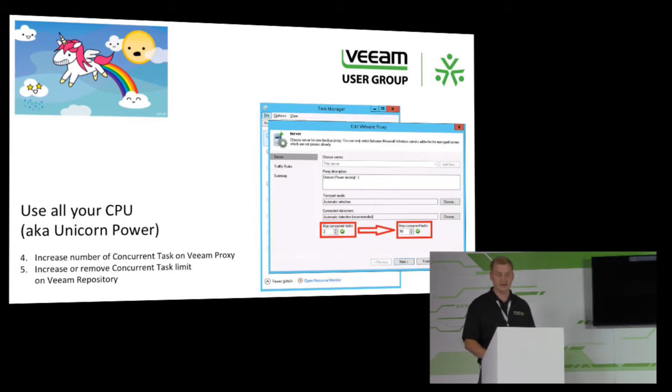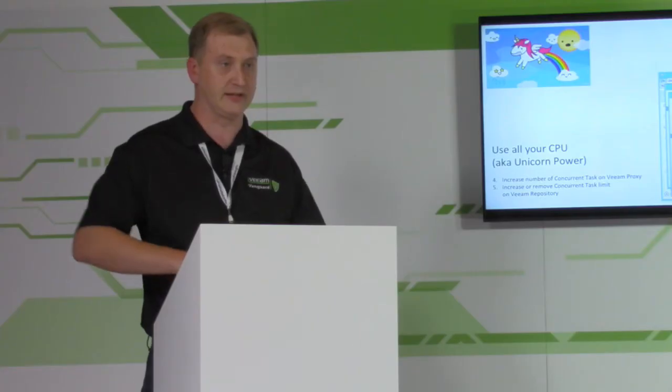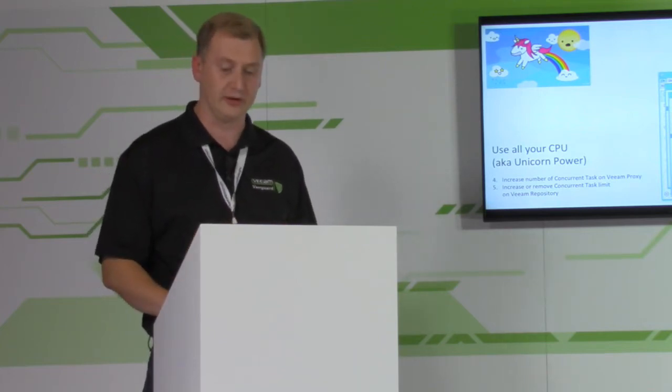Another such setting exists on the backup repositories where the default limit is also 4 tasks. So this is another setting that you might want to consider adjusting a little bit, maybe up, maybe even removing it completely. Just make sure you don't change all of the settings all at once. Take one setting at a time, see how it works in your environment, and then you can start tuning the next parameters as well.